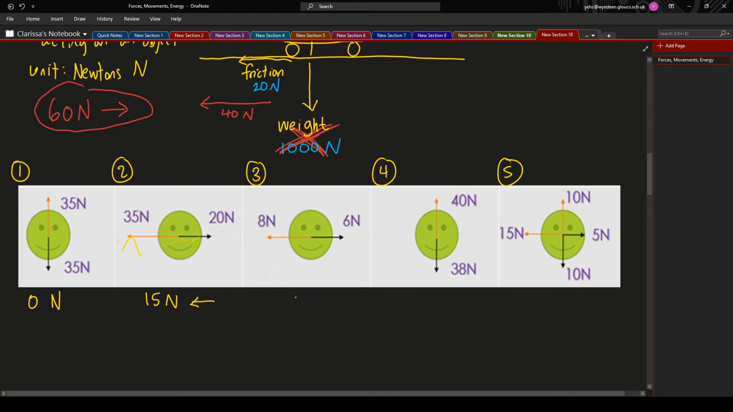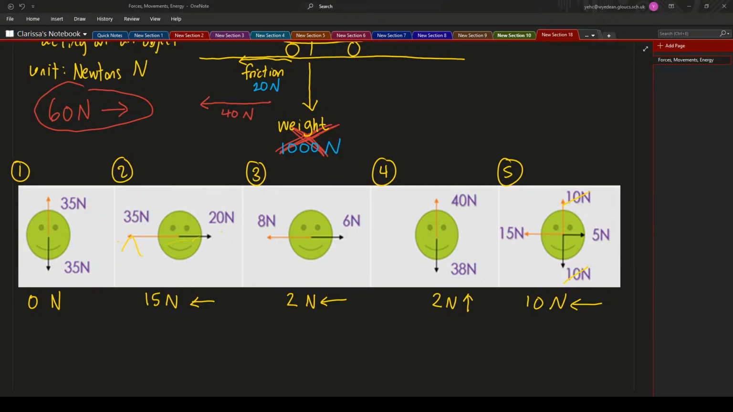8 newtons to the left, 6 newtons to the right. We have 2 newtons to the left. With this one, 40 up, 38 down, 2 newtons up. And then the 10 and 10 cancel. We're left with 15 and 5. It'll be 10 newtons left. So those are the resultant forces for each of those scenarios.